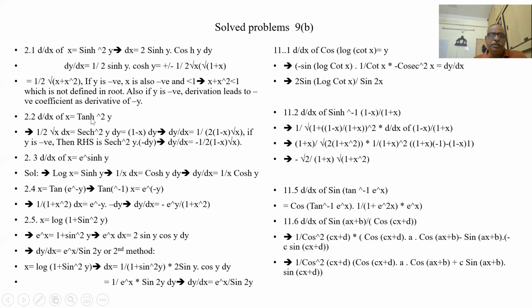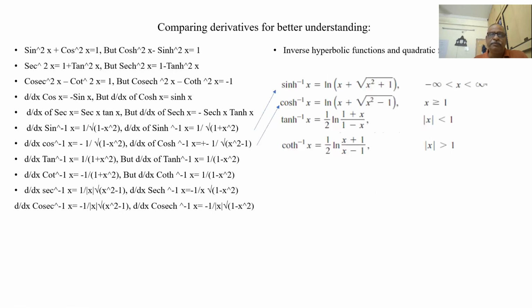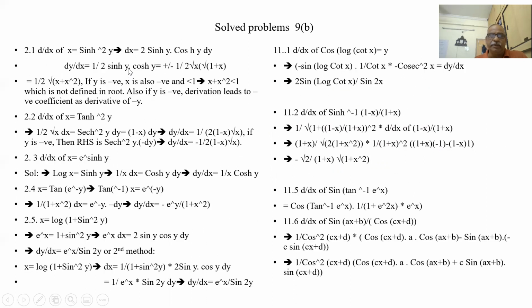So sech square is nothing but 1 minus x. 1 minus tanh square is sech square. So 1 minus tanh square y is sech square y. So this is 1 minus x dy. This is dx. So dy by dx is equal to, rearranging the terms, 1 by 2 root x into 1 minus x.